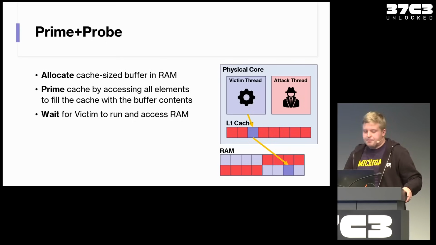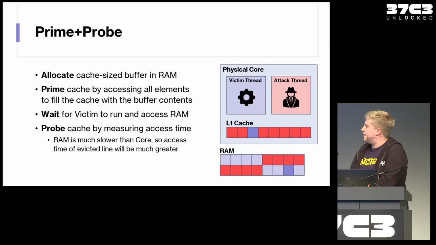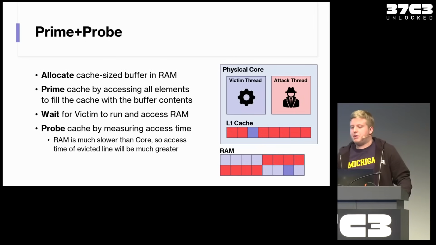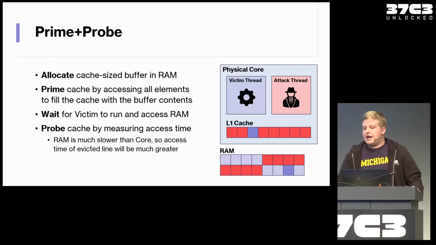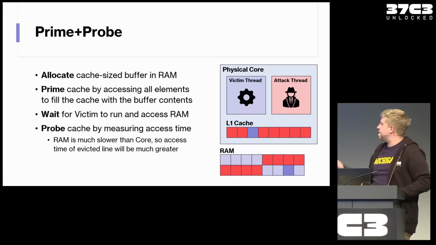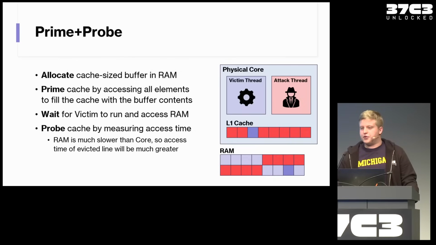And when it accesses RAM, it'll leave an imprint in the cache. Now we can't read the cache directly, but we can probe the cache by measuring the access time. And since the RAM is much slower than the core, accessing an element in our buffer that is no longer cached, which is the blue square, we'll have to go and defer to RAM, which is much slower, and we can measure the difference in the access time.